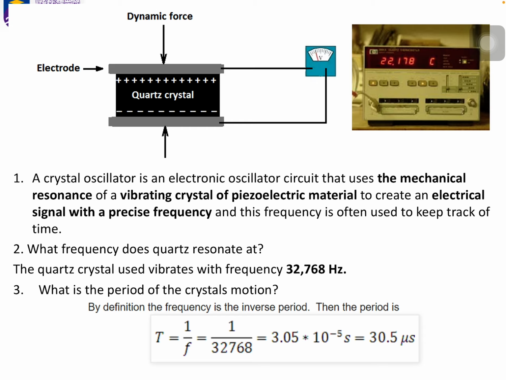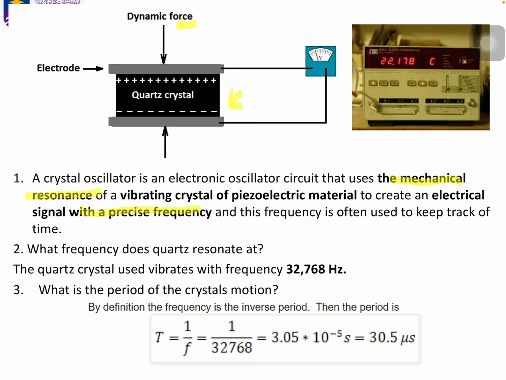A crystal oscillator is an electronic oscillator circuit that uses the mechanical resonance of a vibrating crystal of piezoelectric material to create an electrical signal with a precise frequency, and this frequency is often used to keep track of time. So there's a dynamic force, and then this is the quartz crystal. When it moves, it gives resonance, and then the resonance gives the electrical signal.